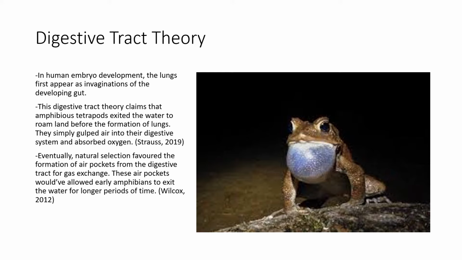And they did this by simply gulping air into their digestive system and absorbing the oxygen. So eventually, natural selection favored the formation of air pockets, or these invaginations of the gut, for gas exchange. These air pockets would have allowed early amphibians to exit the water for longer periods of time. So this theory states that lungs developed after we took over the land, and when we were first on land, we were just swallowing air into our gut and absorbing it.